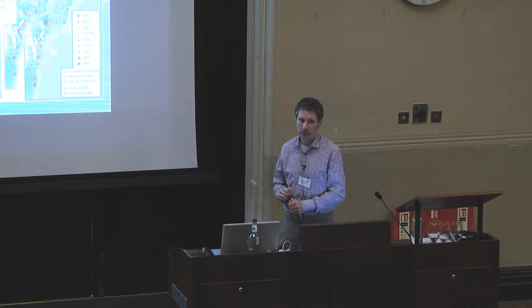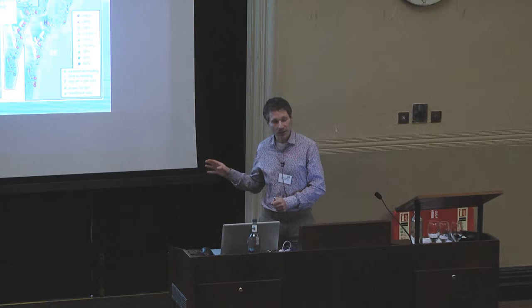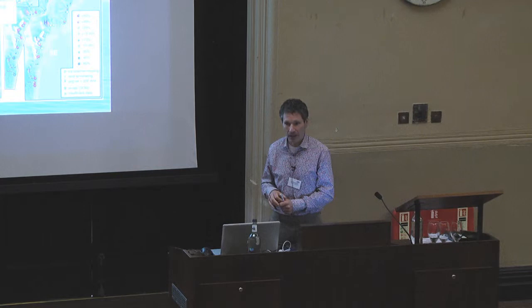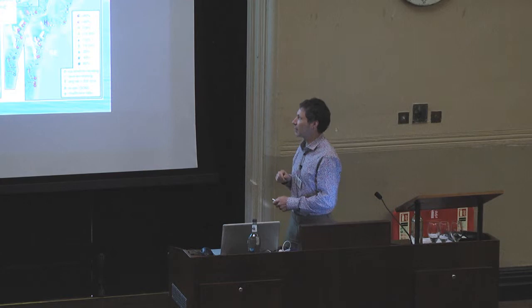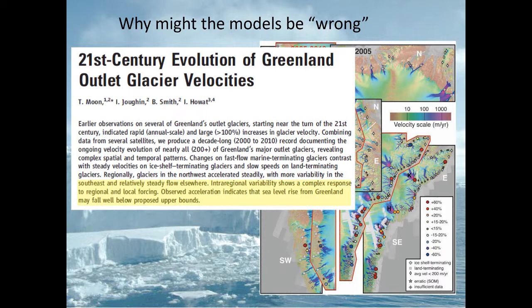So I would argue that actually a deterministic modelling approach to predicting what the ice sheets are going to do is not really entirely appropriate, because there is a very significant stochastic component to how they behave. And that's kind of complex. So what I've highlighted here, intra-regional variability shows a complex response to regional and local forcing. In other words, it's all over the place.